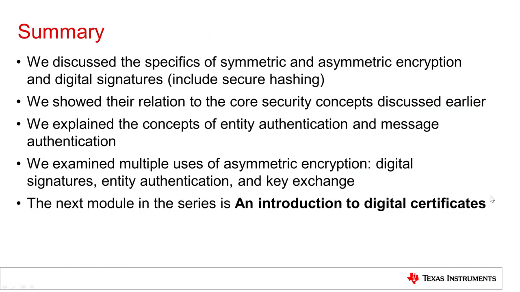In this module, we discussed symmetric and asymmetric encryption in some detail, along with digital signatures, which involves secure hashing. We showed how these encryption technologies related to the core security concepts of authenticity, integrity, and confidentiality. We also explained the differences between entity authentication and message authentication. Asymmetric encryption can be used in a number of ways, and we walked through examples of digital signatures, entity authentication, and key exchange. The next module in this series is entitled An Introduction to Digital Certificates, and a number of the things you have learned in this presentation will be applicable there.